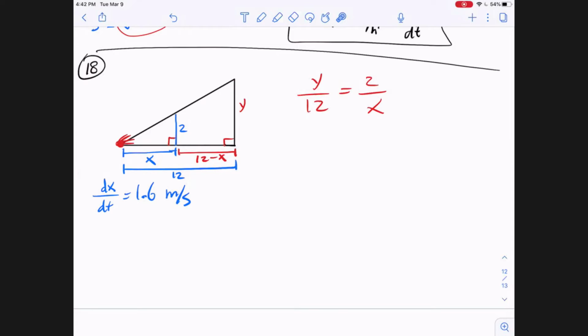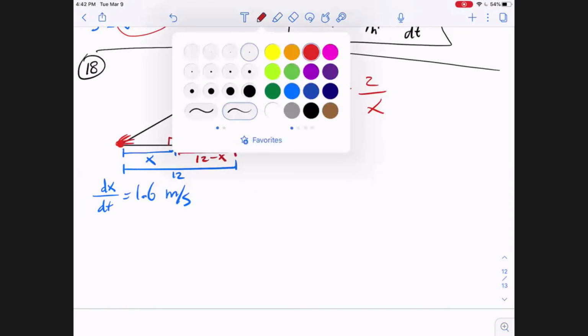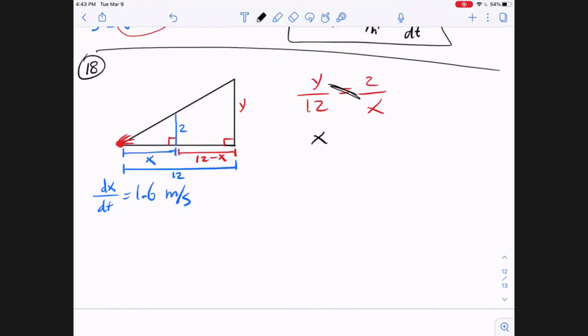Now, I'm going to cross multiply. Let me go with black. If I cross multiply, I get xy equals 2 times 12, which is 24. Divide both sides by x, y equals 24 over x, which is the same thing as y being equal to 24x to the minus 1.